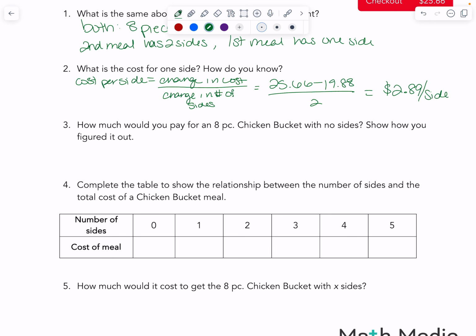All right, how much would you pay for an 8-piece chicken bucket with no sides? So go ahead and pause the video. All right, so I would have done 19.88 because that gives me 1 side, and I would have subtracted off 2.89. Right, and then what I would have gotten is $16.99.